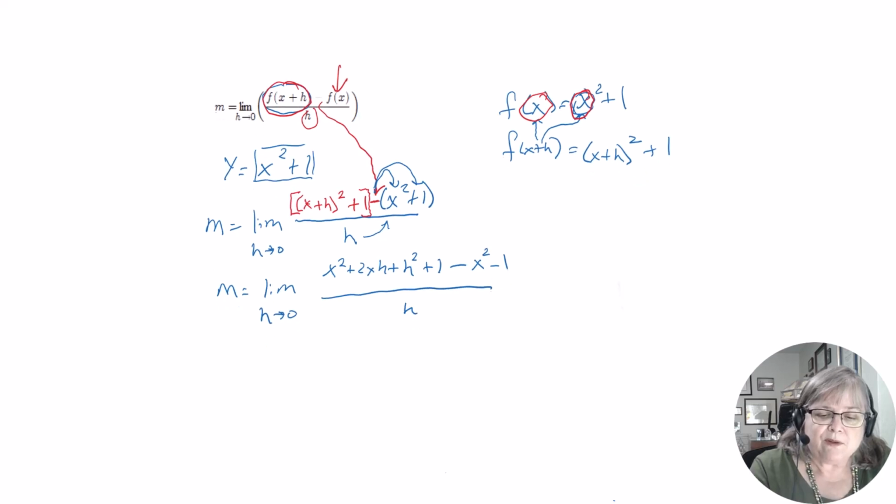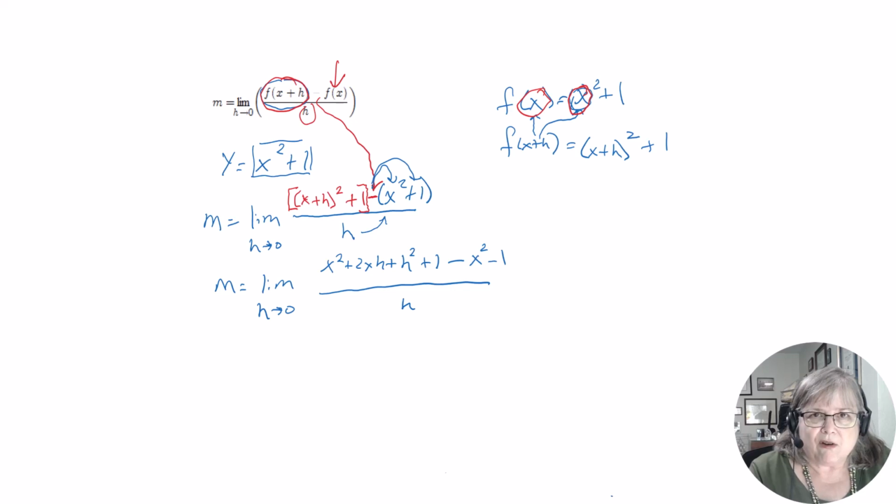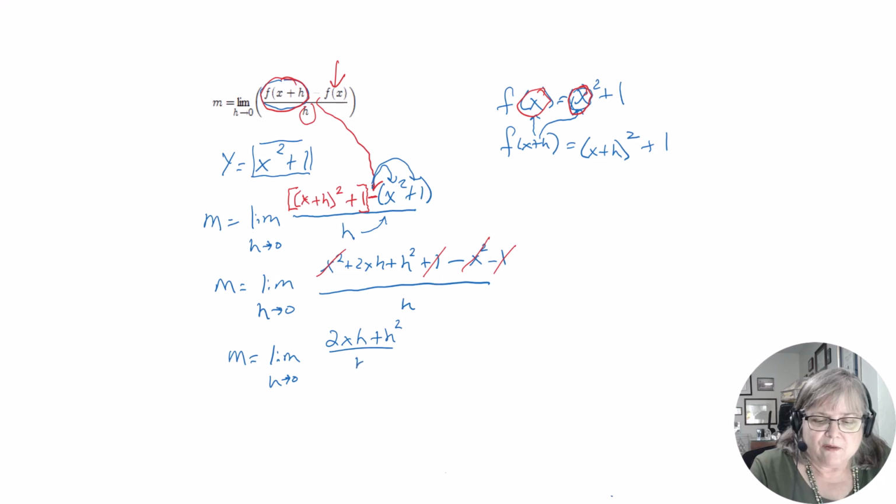Now you'll know if you do this part correctly because all the terms that do not have h will cancel each other out. So this x squared and this x squared go to 0, and this 1 and this 1 go to 0. Everybody else still has an h, which is making me feel good about what I just did. It doesn't guarantee you're right, but it does help you feel better. And you'd have 2xh plus h squared over h.